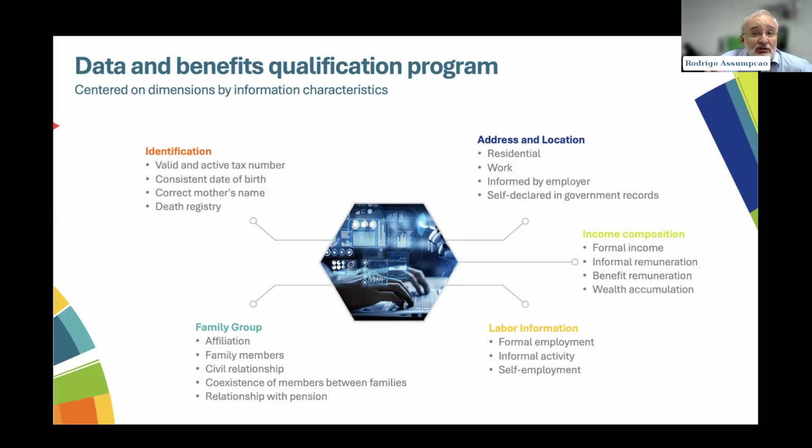structure, as I mentioned, now address and location, and the whole dimension of income composition, with formal income, the informal income that we can somehow match and track, the benefits that people receive or not, and other signs of wealth accumulation that we partner with the monetary authorities, the tax collection agencies, to gather. And of course, labor information.